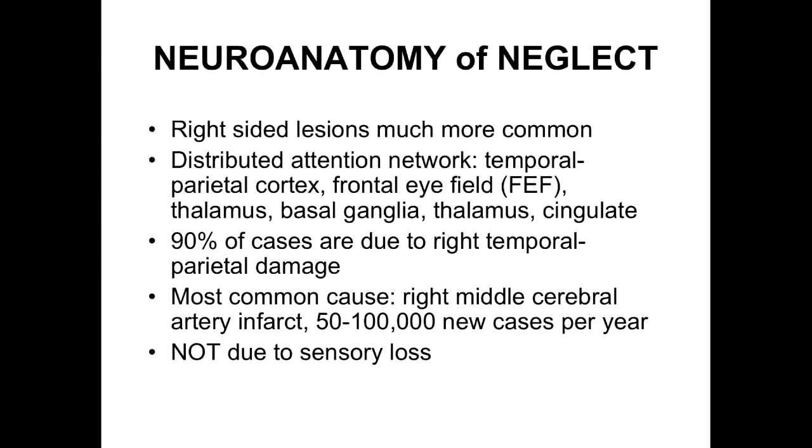Right side is most common by far. The network is pretty broad. The biggies are temporal parietal cortex and frontal eye field. But if you get a good-sized thalamic lesion, you're going to get neglect. I've also seen it with basal ganglia lesions and even cingulate lesions. These are much less common. Right temporal parietal damage is extremely common: 90% of cases have some degree of it, just like 90% of cases of Wernicke's aphasia have some degree of left temporal parietal damage. The most common cause, not surprisingly, is middle cerebral artery infarct, because that's the vascular distribution.